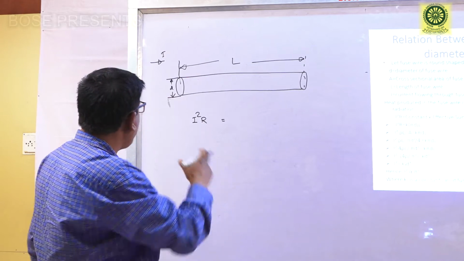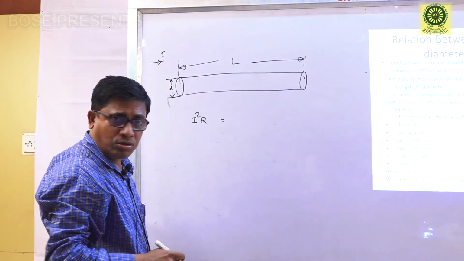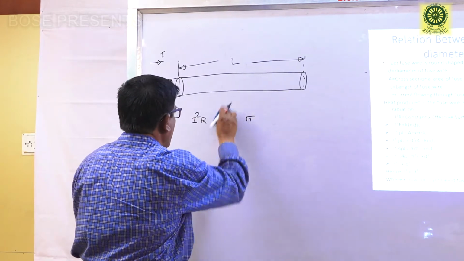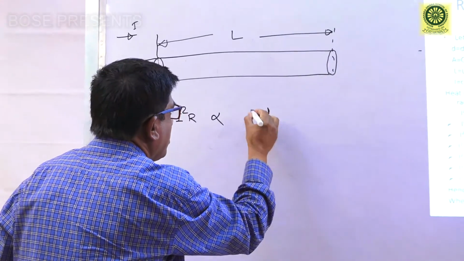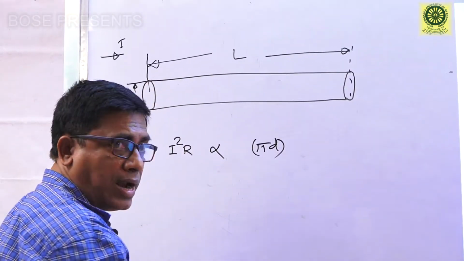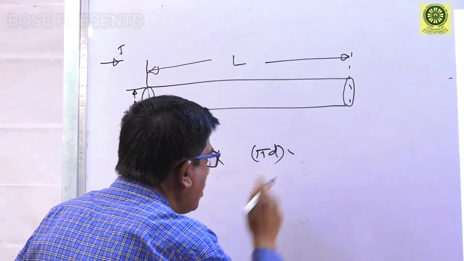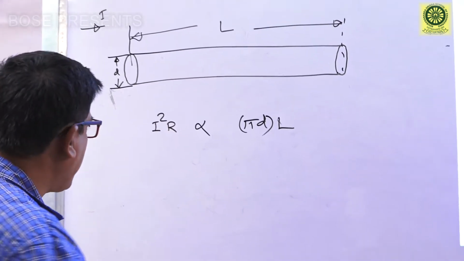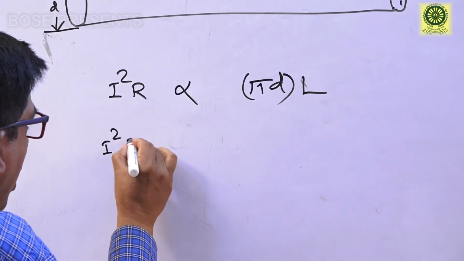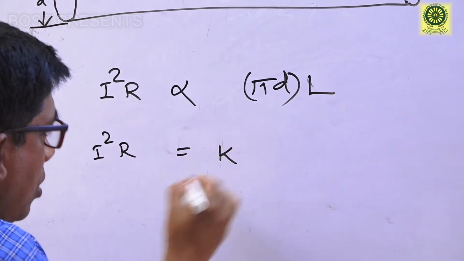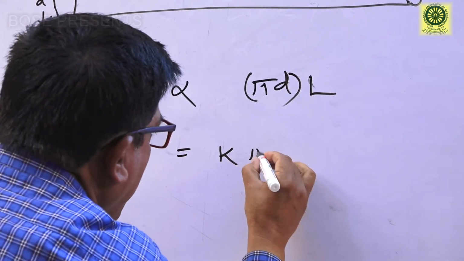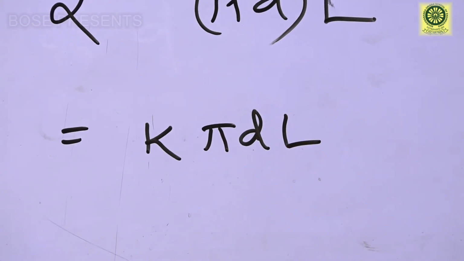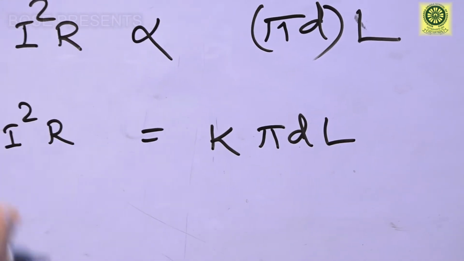So what is the surface area? Now perimeter into length. So this is your pi D. This is your perimeter, and this is the length. So this is your pi D into L. This is your total surface area. Or I can write I square into R is equal to some constant into pi D L. So what is R? Now this is the resistance of the fuse element.